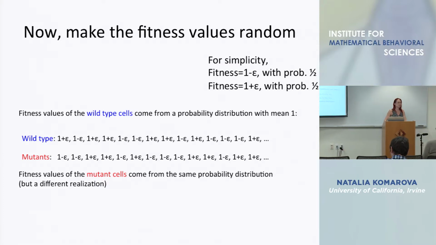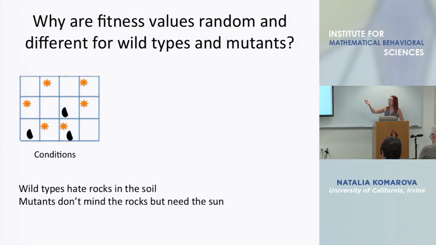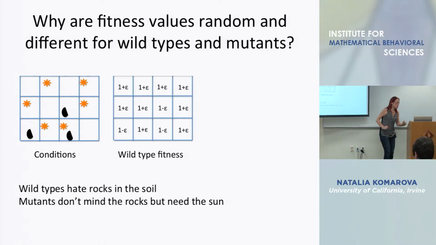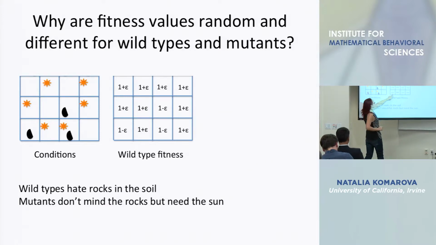Why am I doing this? And how can this be? So here's one simple illustration for the motivation of this. Let's suppose we have patches of soil, and there's some plants growing, and the environment is non-uniform. There could be sunny spots, there could be shady spots, and there could be spots with rocks. And we can assume that, for example, wild types hate rocks. They hate them. So wherever there is a rock, the fitness of the wild type will be 1 minus epsilon. And if there is no rock, it's 1 plus epsilon.